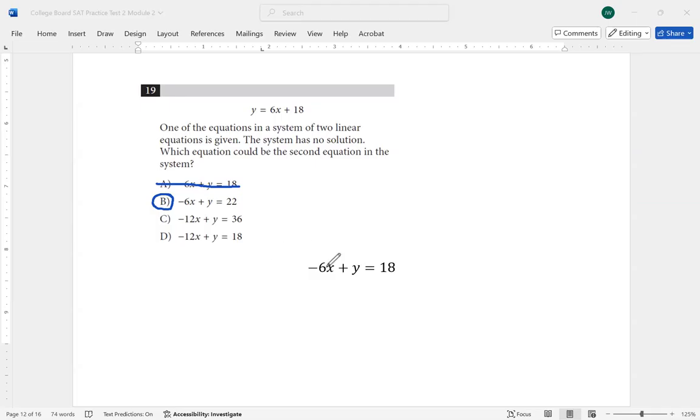So this line will cross option C in one spot, and it will also cross option D in one spot. Since we have different slopes in C and D from our given line, that'll give me one solution, and that's not what we want. So B is the only correct answer for question 19.